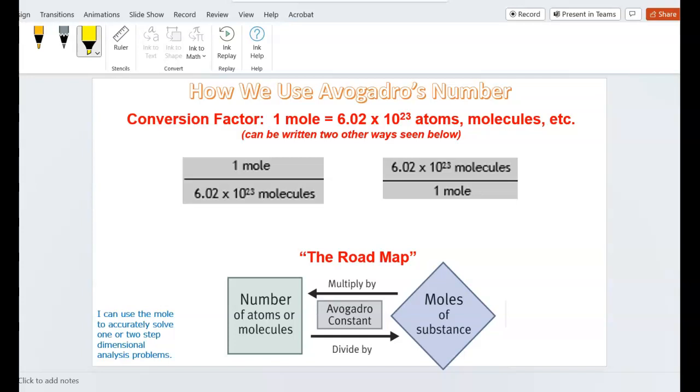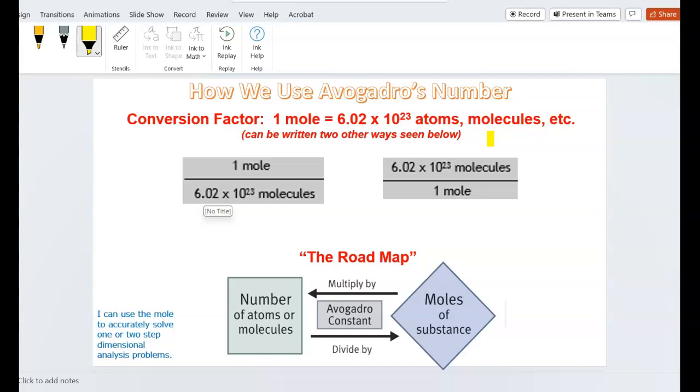So we're going to start off with 1 step dimensional analysis problems and build up to the big ones that you saw today. A conversion factor is a way to convert between units, and it relates 2 units to each other. In this case, our conversion factor is Avogadro's number, where 1 mole is always equal to 6.02 times 10 to the 23rd, and that could be atoms, molecules, formula units, particles, whatever.